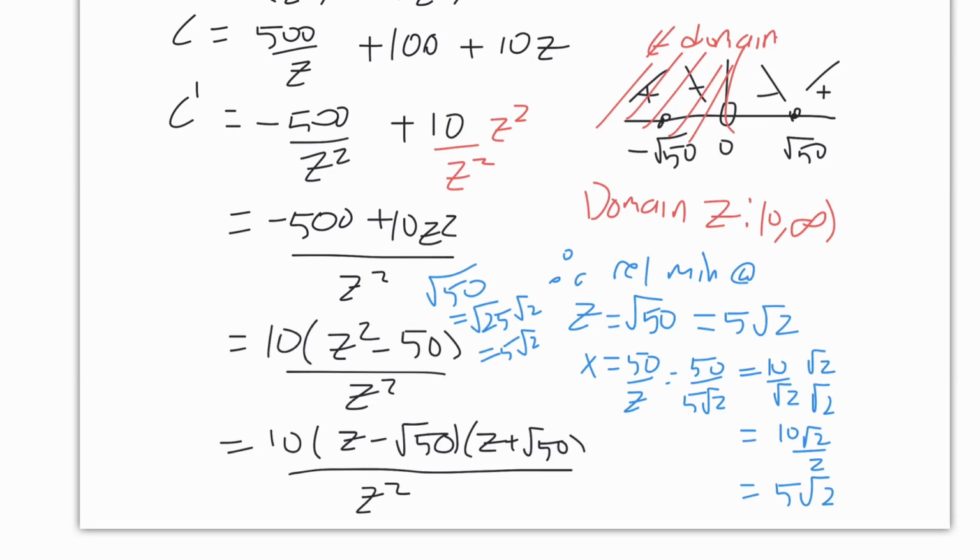This is something you'll find is common when you're doing min-max problems. Sometimes there's a bit of symmetry that comes up, and so in this case, the optimum dimensions x and z were equal to each other. They were both 5 root 2.